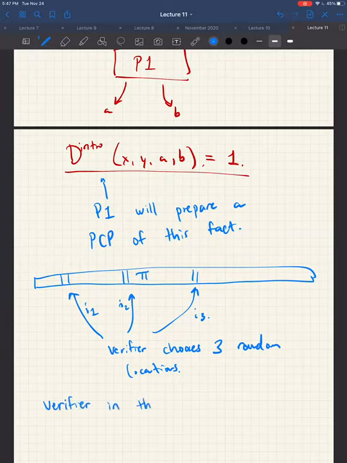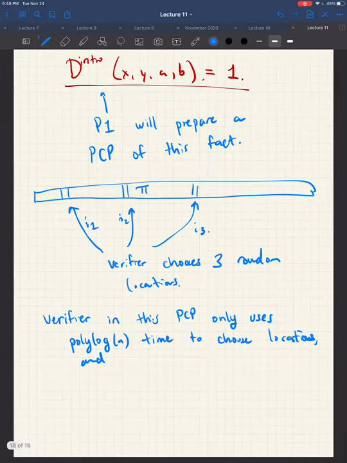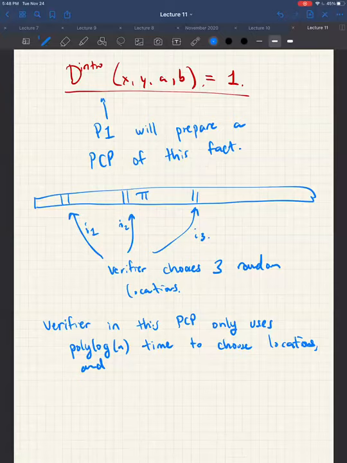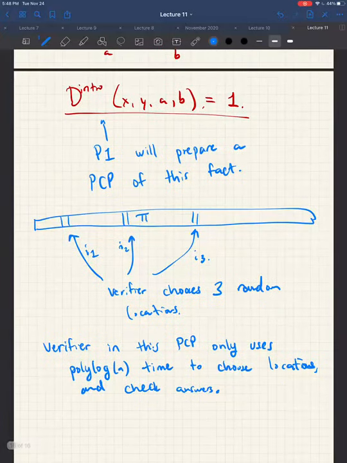So the verifier in this PCP only uses polylog n time to choose these locations and check the answers. Okay, so if D intro of XYAB is really not equal to 1, then with high probability the verifier will reject.